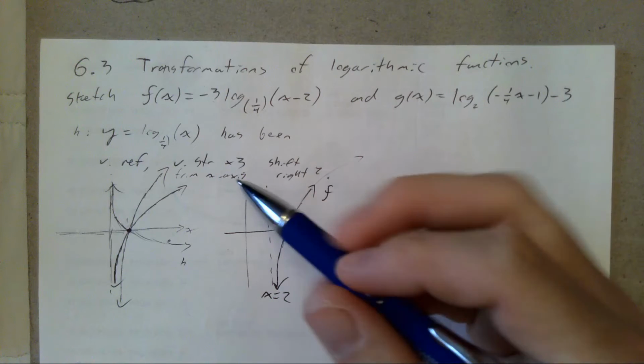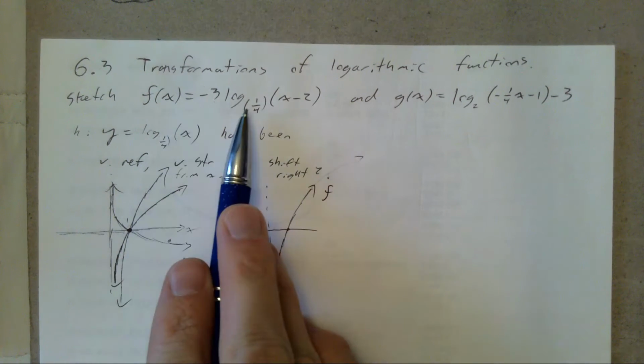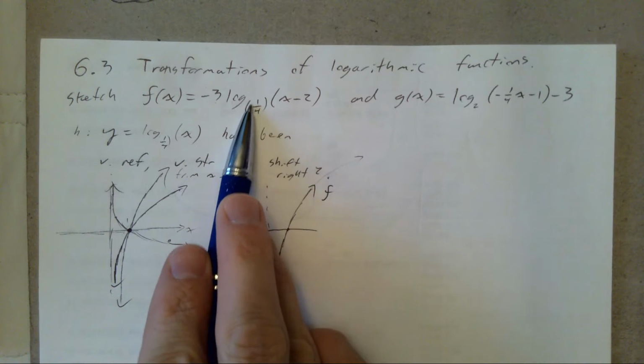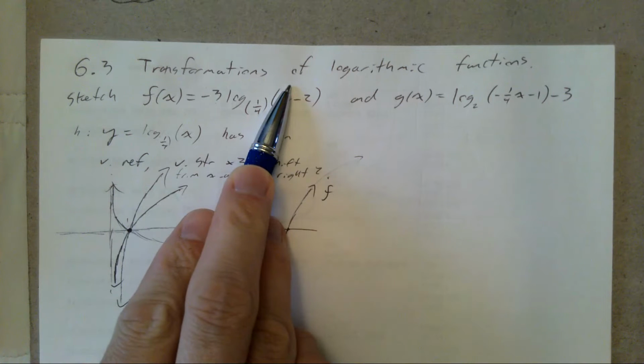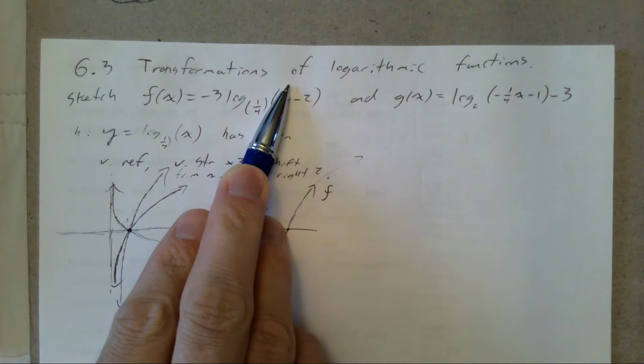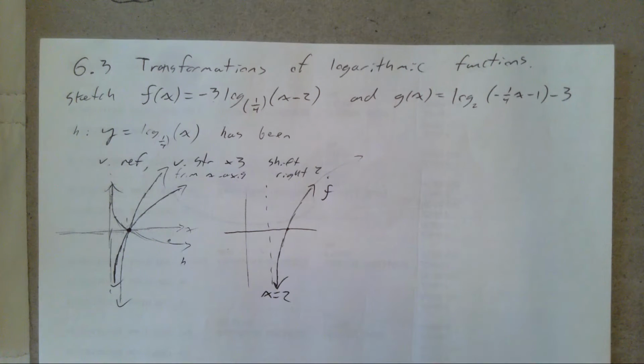The y-intercept, f of 0, is not going to exist. Notice if I try evaluating f of 0, I would be asking what exponent do I put on a base of 1/4 to receive the power -2, and I cannot get a negative power from a positive base. Doesn't matter what exponent I use.